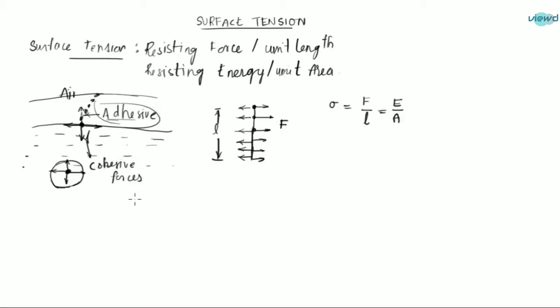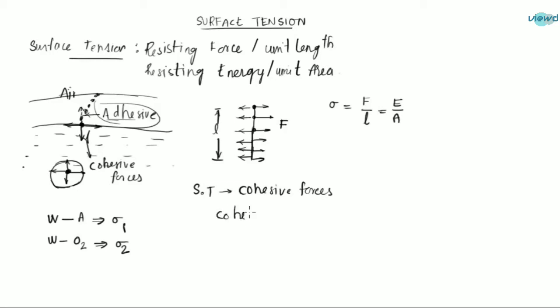The surface tension is a property of a liquid with a particular gas. For example, water and air has certain surface tension, let us say sigma 1. Water and let us say oxygen has sigma 2. So different pairs have different surface tensions, and surface tension is mainly due to cohesive forces.